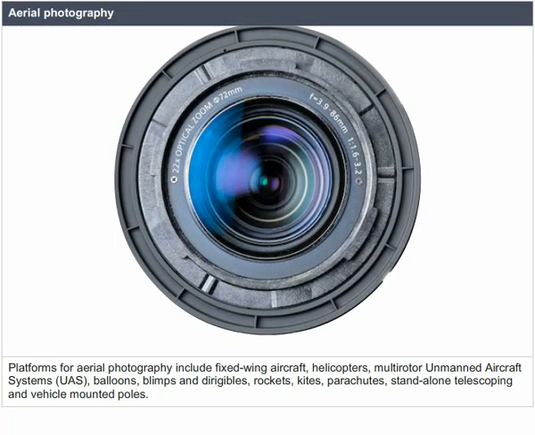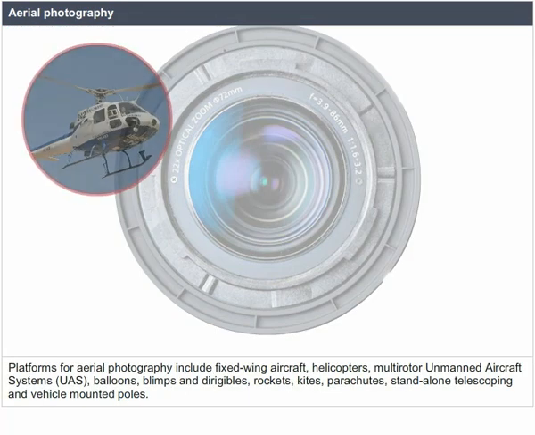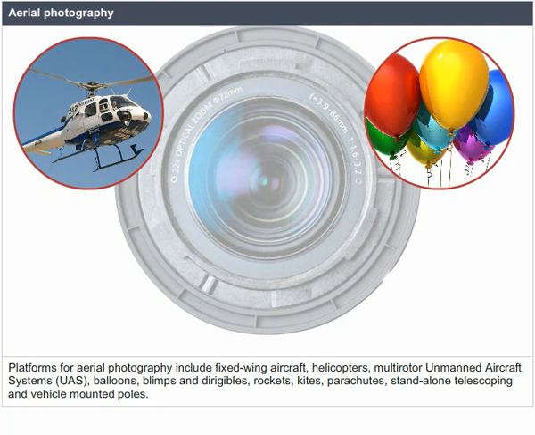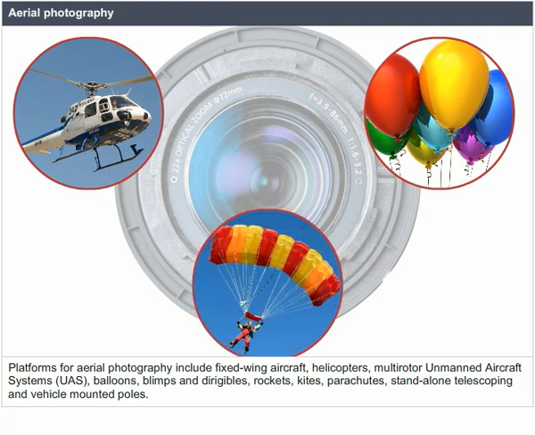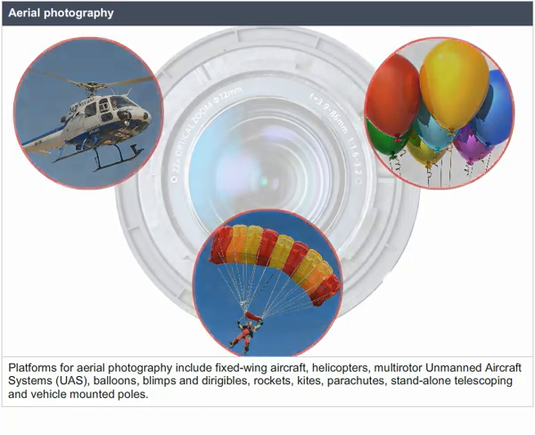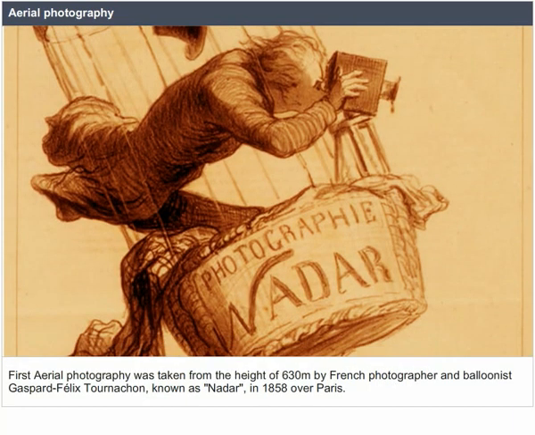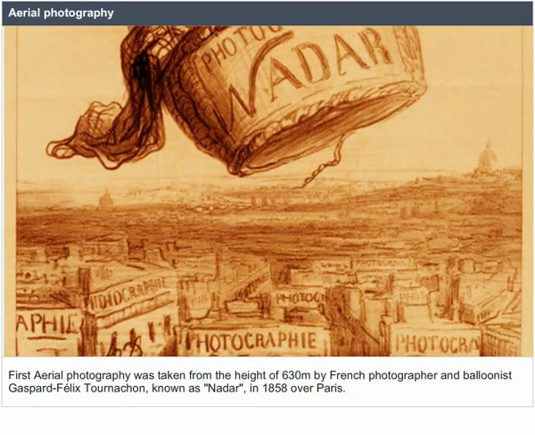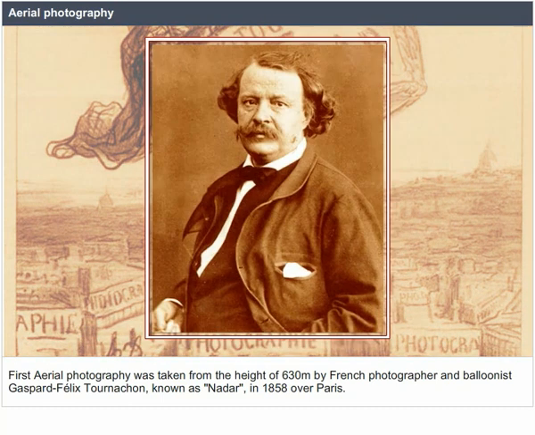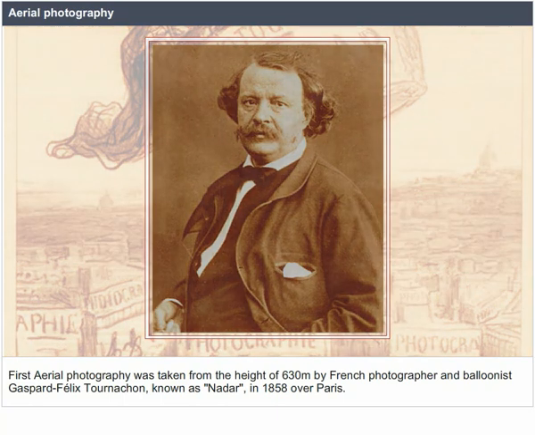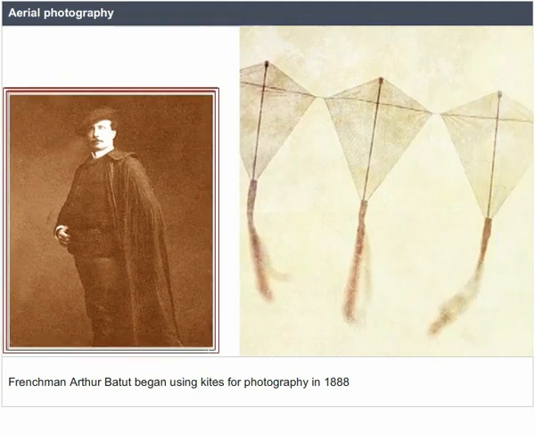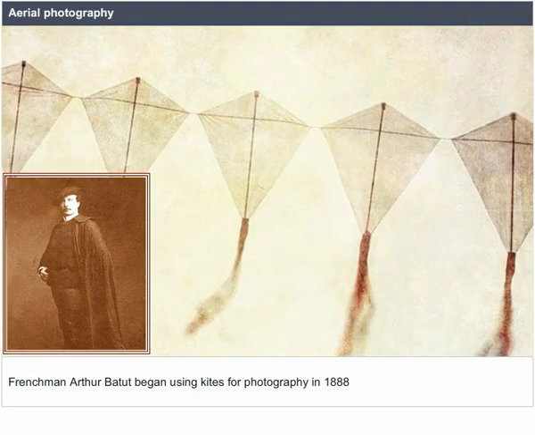Platforms for aerial photography include fixed-wing aircraft, helicopters, multi-rotor unmanned aircraft systems, UAS, balloons, blimps and dirigibles, rockets, kites, parachutes, and standalone telescoping and vehicle-mounted poles. The first aerial photograph was taken from a height of 630 meters by French photographer and balloonist Gaspard Félix Tournachon, known as Nadar, in 1858 over Paris. Frenchman Arthur Batut began using kites for photography in 1888.